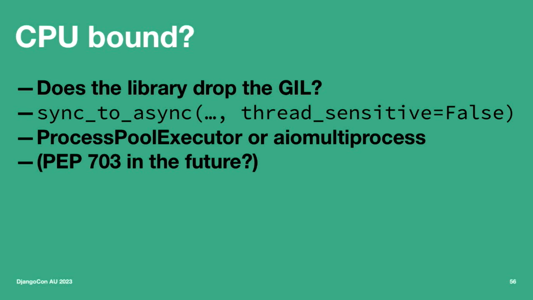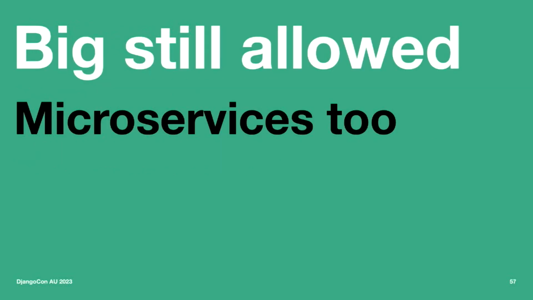Under the hood, that'll move it into a background thread where it can chew up CPU to its heart's content. Eventually it'll finish, and then it'll transfer control back to your async function. If it is something that does not drop the GIL, the options are a little bit more limited. You'll want to look at either the process pool executor from the futures library or AIO multiprocess, which is an async wrapper around multiprocessing. And if your needs grow beyond all of this, the big tools are still right there.